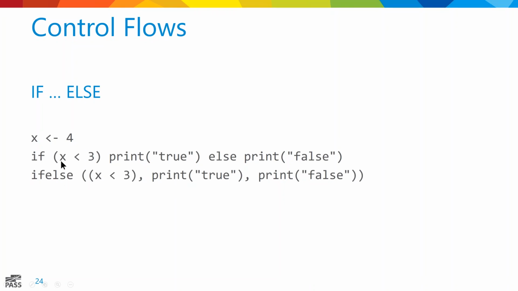One thing I don't show here, but you can say if x is less than 3, open a curly brace, have several lines, close the curly brace, and then else, open a curly brace, have several lines, and close. And then you can nest if-else statements as well. I need to update this slide and add that.